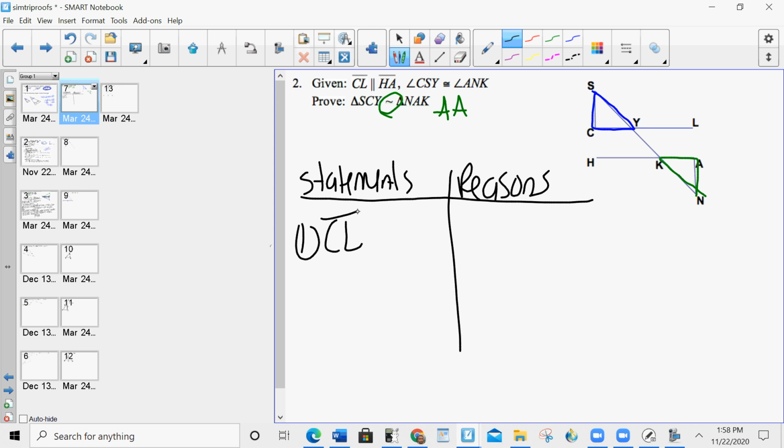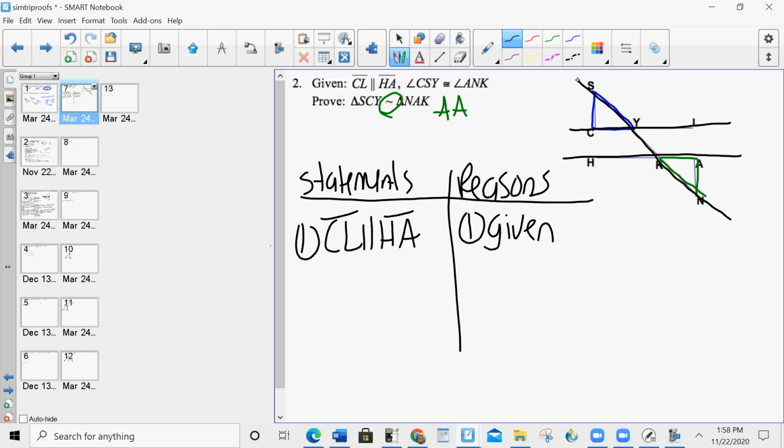So I take my givens one at a time. CL is parallel to HA. Given. Now parallel we spent a lot of time on. When you see parallel, extend your parallel lines, extend your transversal. If you don't remember this, I made a video on specifically parallel mini proofs, so find that. Parallel mini proofs or parallel definitions, I called this something like that when we initially did proofs, and refer to that. I want to see my 8 dots.